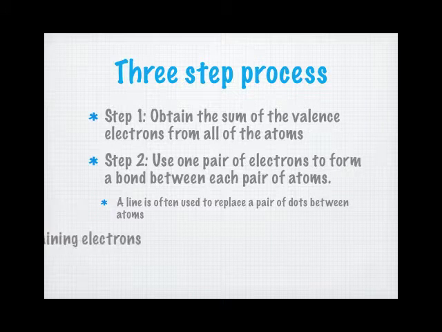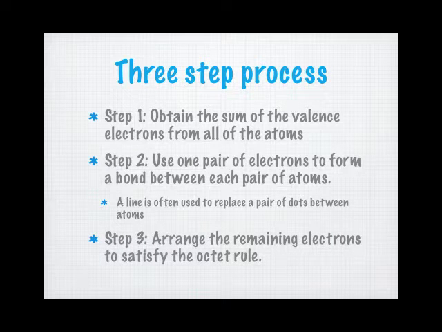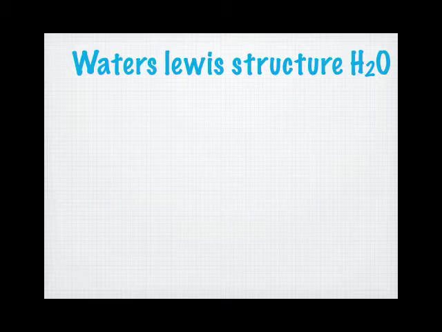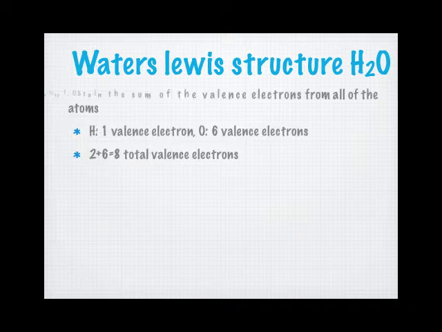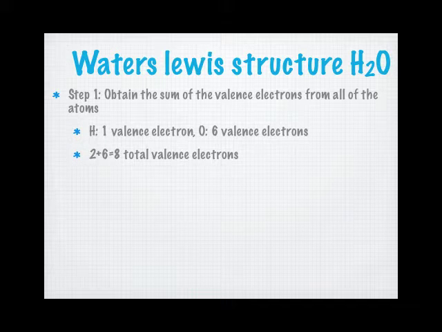And then you're going to arrange all the remaining electrons to satisfy the octet rule. So you want all of them to have 8, except for hydrogen and helium, they want 2. It's okay for this process to take a little bit of guess and check. That's normal. So let's look at water. Water's a pretty straightforward example. Obtain the sum of the valence electrons from all of the atoms. Okay, so hydrogen has 1 valence electron and oxygen has 6. And there's 2 hydrogens, so 1 from each hydrogen, H2O, and 6 from the oxygen. You get a total of 8.